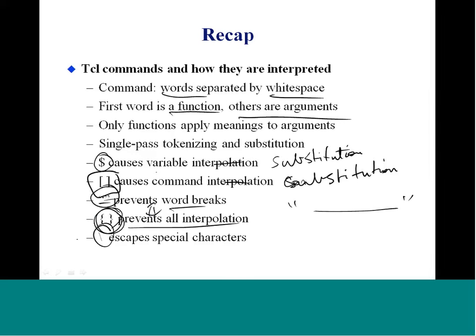Then the last one is we saw the escape characters. Essentially, escape characters are for special characters. So if you escape something, even a dollar sign, then that will not cause any interpolation. It will be printed as is.